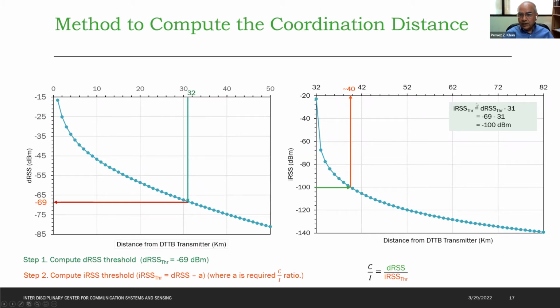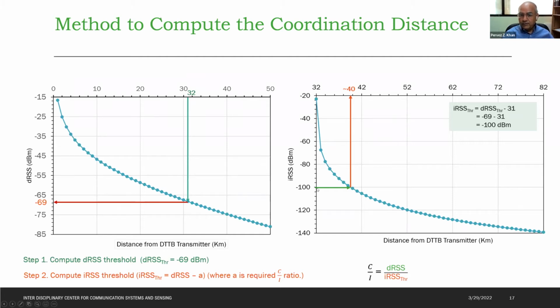To calculate the interfered field, the formula is the direct field minus the protection ratio, minus 31 dB. This is as per the standard defined by ITU, that it should be not more than 31 dB. So if you account for both DRSS and 31, the value of the interfered signal becomes minus 100 dBm. So your interference level should always be less than minus 100 dBm.